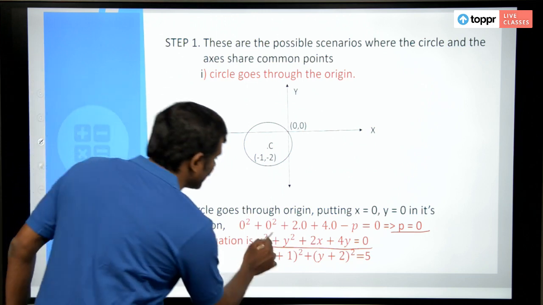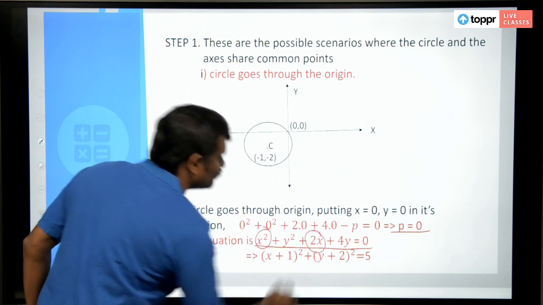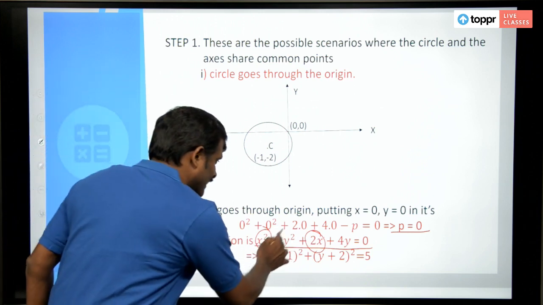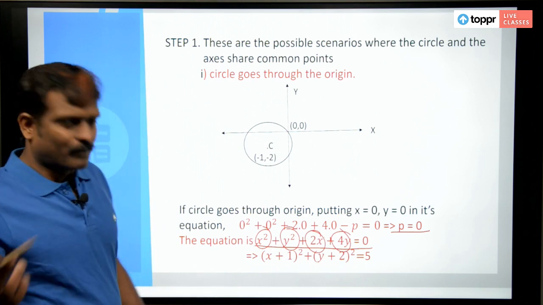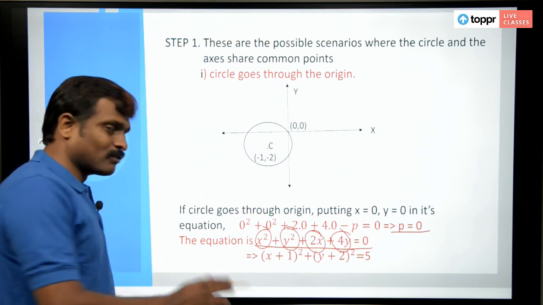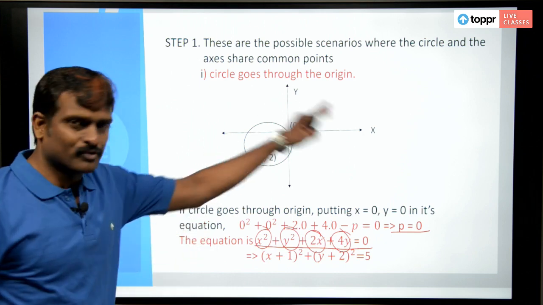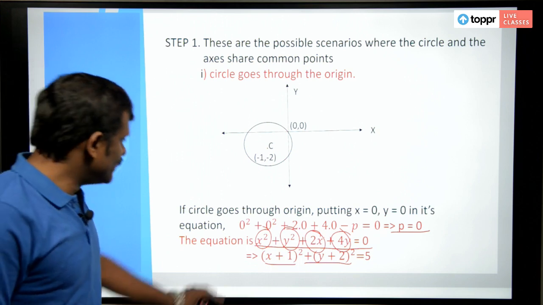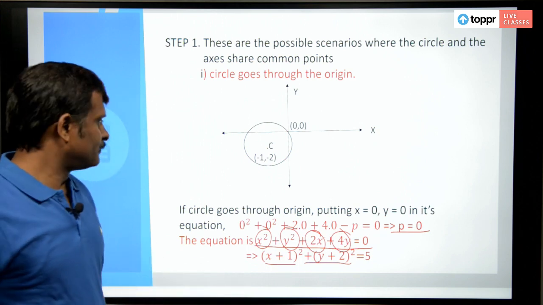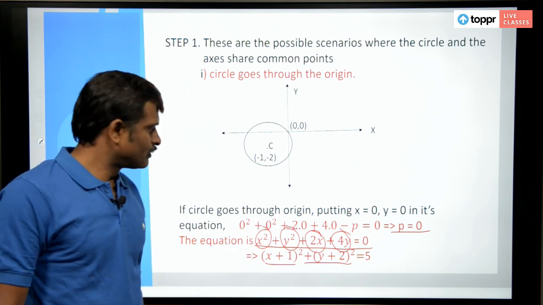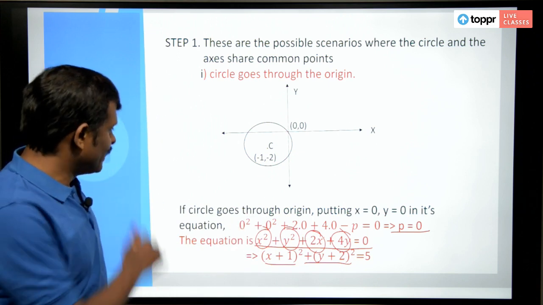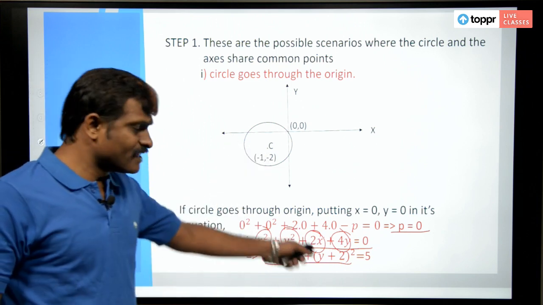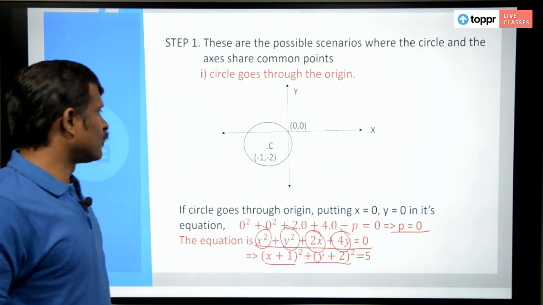How did we do that? It is completing the squares: x square plus 2x plus 1 minus 1, y square plus 4y plus 4 minus 4. So, minus 1 and minus 4 is equal to minus 5, which you send to the other side to make it the standard form of the equation of a circle, right. We did not do anything else there, it is just completing the squares. So, this is one case possible, clear? And what did we get here? The center is at minus 1 comma minus 2 and the radius is root 5, clear. So, this is one possibility.